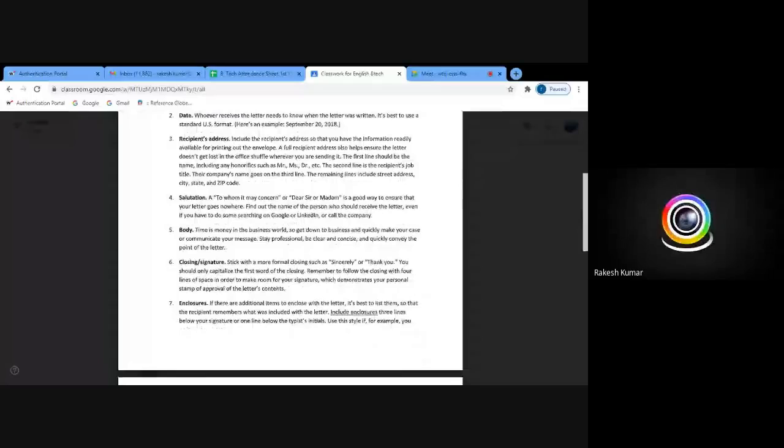Now we are coming close to where we have to start the letter. The first part here is called the salutation. Salutation means greeting. How will you greet the receiver?